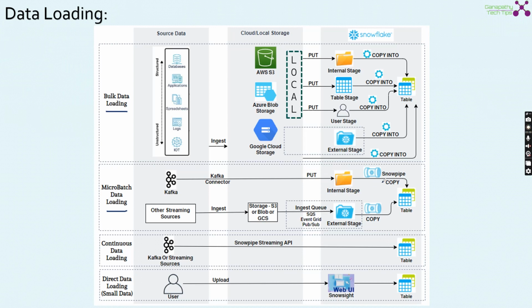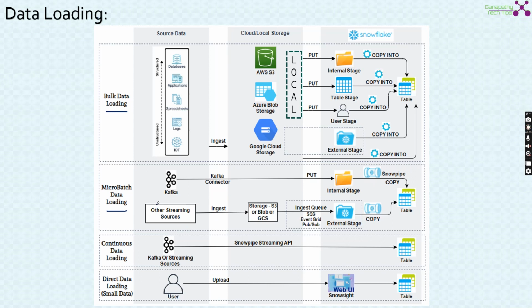You can see there is no virtual warehouse diagram associated here. Why? Because the compute required for the copy will be coming in the form of the Snowpipe. So the Snowpipe copy is different from the copy into statement with respect to the compute usage.